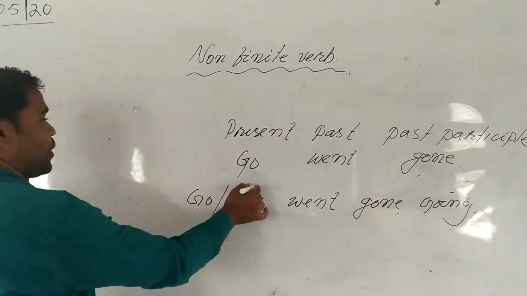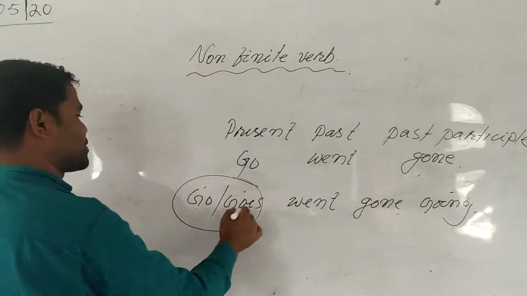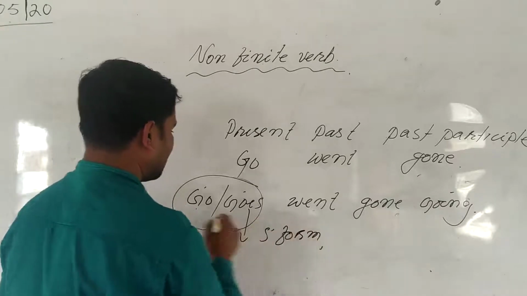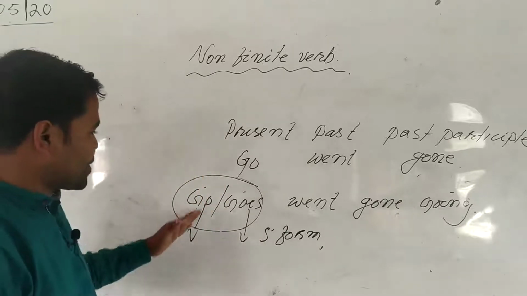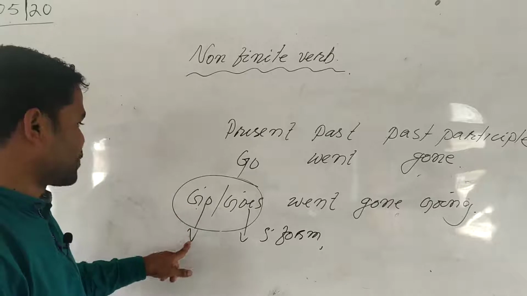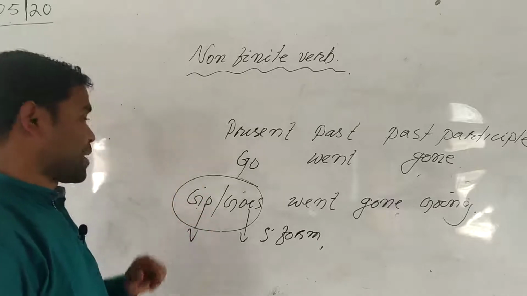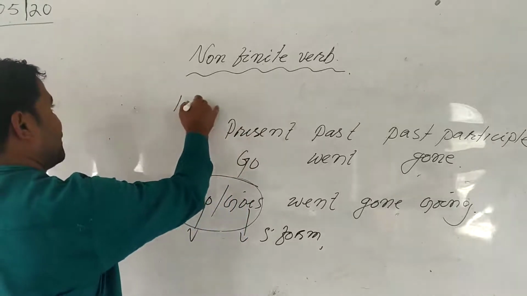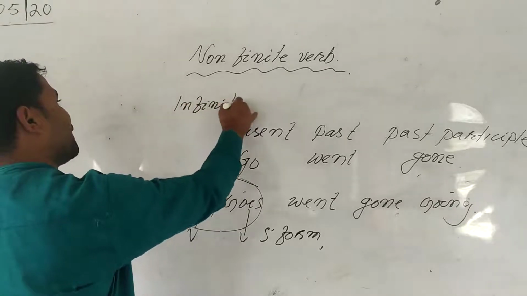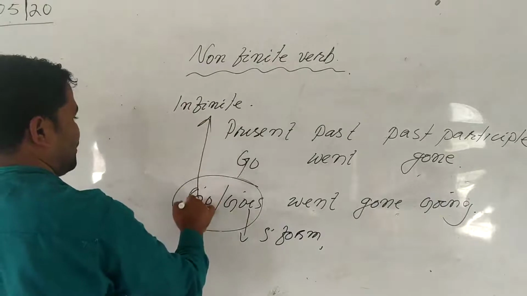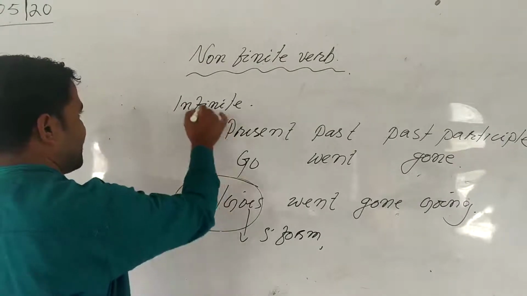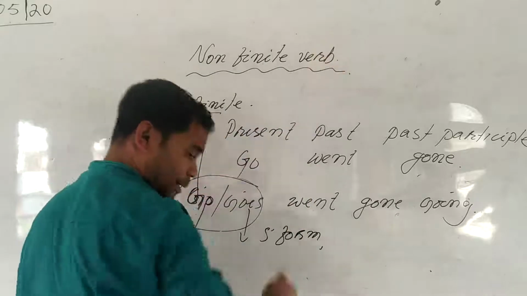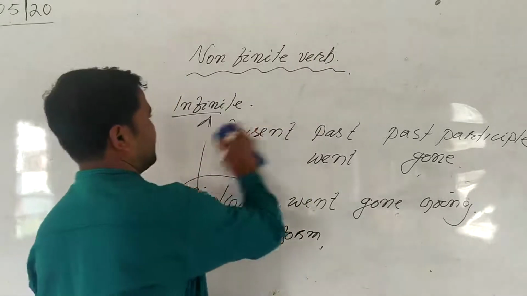In this first form, go, goes, the verb with s is called the s form of verb. The original form of verb is called the base form or root form of verb. The infinitive is the first form of verb. Hence, the base form of verb is infinitive: go. Sometimes this infinitive may again be in two forms.